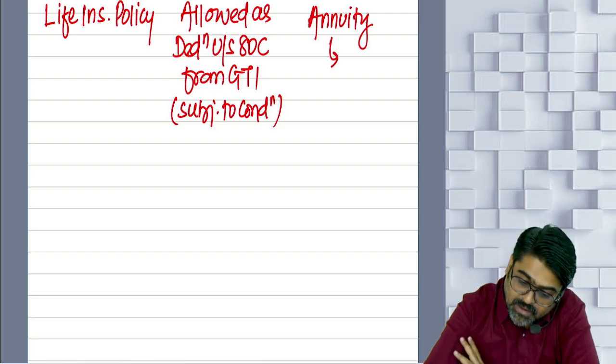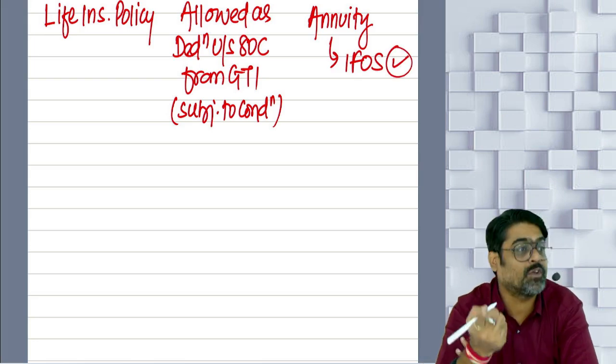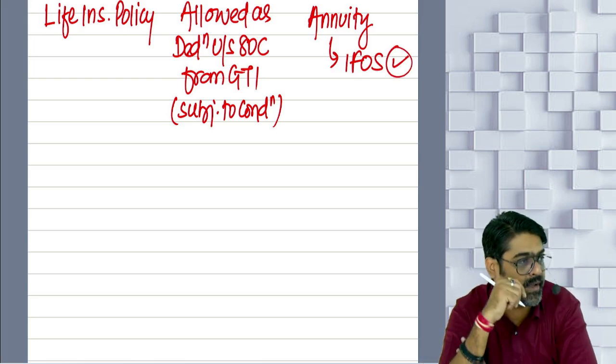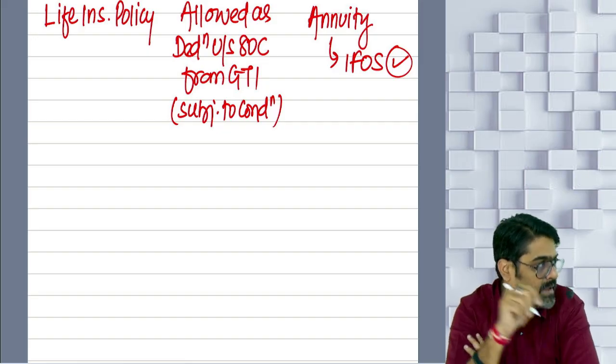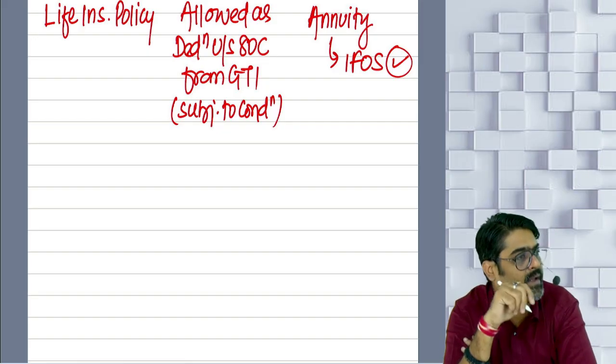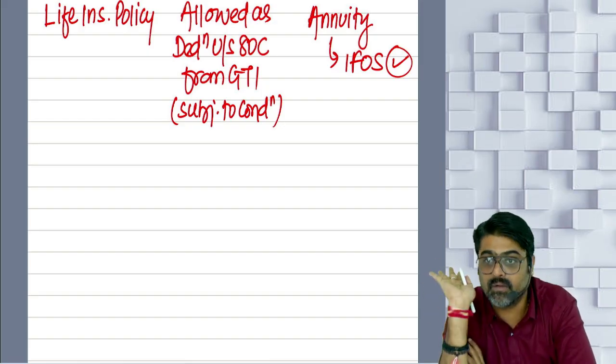This will be taxable under the head IFOS. So from the life insurance policy, if annuity starts coming, what? Annuity starts coming, a regular flow of income starts coming, pension starts coming, that is taxable under the head IFOS. That is return on your investment.